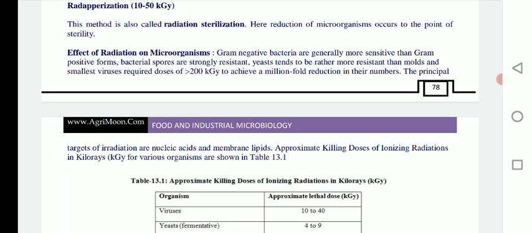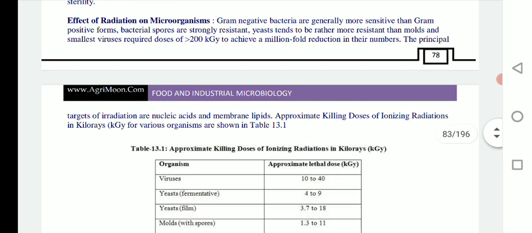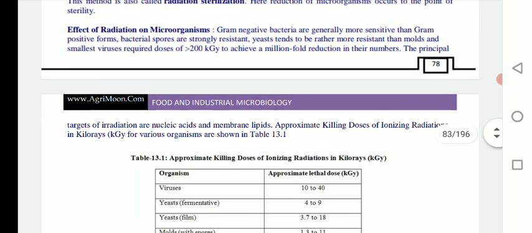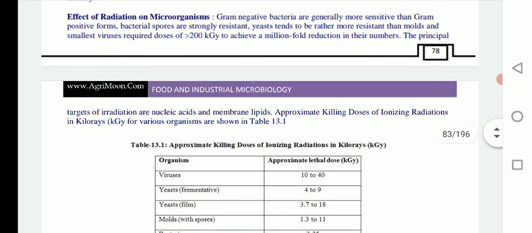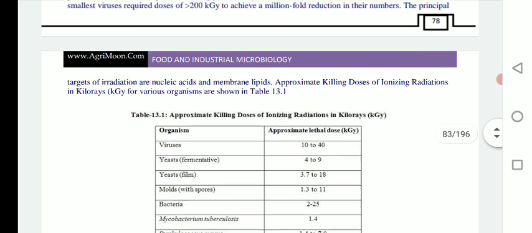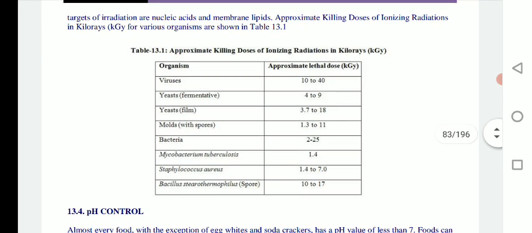So how does radiation affect gram positive as well as gram negative bacteria? Gram negative bacteria are generally more sensitive than gram positive forms, and bacterial spores are strongly resistant. Yeasts tend to be rather more resistant than molds, and the smallest viruses require only very few doses to achieve a million-fold reduction in their numbers. These are different kinds of microorganisms, and their respective lethal doses of radiation are given here.